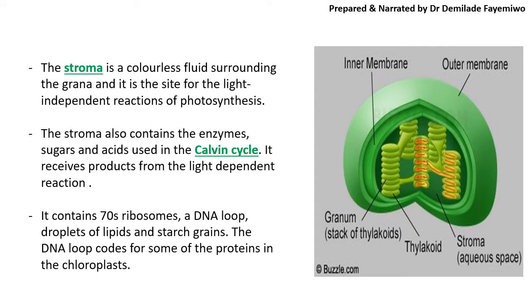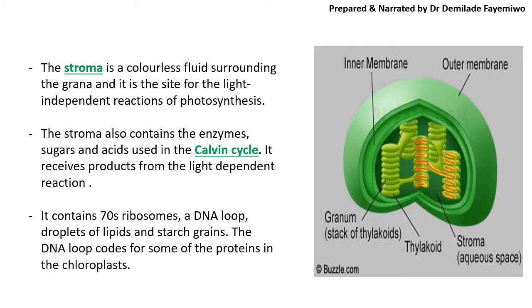The stroma, like I said, is a colorless fluid. It's the site for the light-independent reactions. It's colorless. It surrounds the granum or the grana. It also has enzymes, and these enzymes help with the light-independent stage of photosynthesis, which is also called the Calvin cycle. So you'll see the cycle once we get to the end of the slide. It's the very last slide. The Calvin cycle is what the light-independent stage is called.